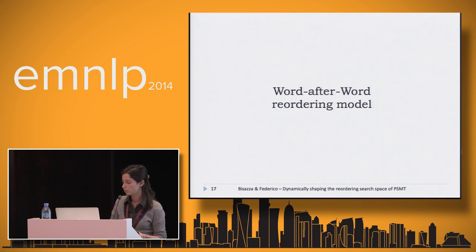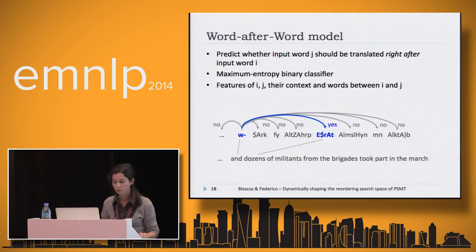So the model that we propose to address this problem is called the word after word reordering model, or WOW model. The way it works is by formulating the reordering problem as a binary decision task. Basically, we want to predict whether any input word J should be translated right after an input word I. And we solve this by training a maximum entropy classifier using binary features encoding properties of the words I and J, the respective context, and also the words between I and J. You can see that the correct reordering can be inferred from the reference translation, and that's how we generate positive and negative examples for our training.